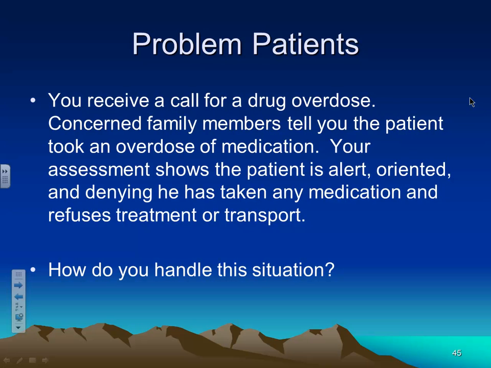You receive a call for a drug overdose. Concerned family members tell you the patient took an overdose of medication. Your assessment shows the patient is alert, oriented, and denying he's taken any medication, and he refuses treatment or transport. You know this patient. What's been going on here? How are you going to handle this?